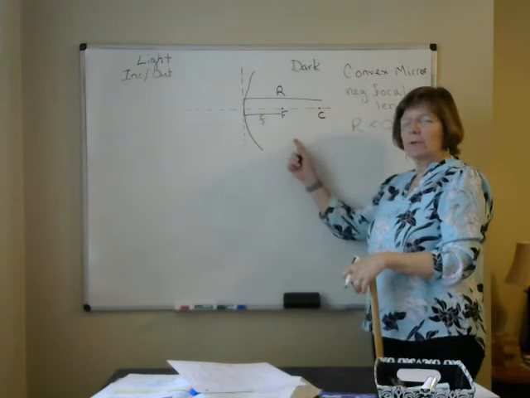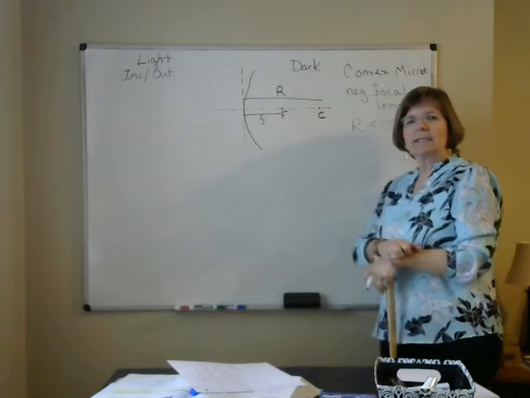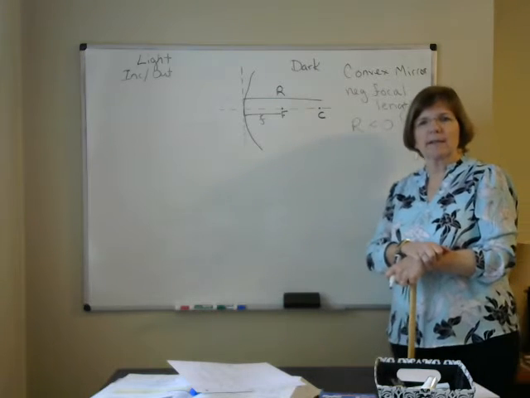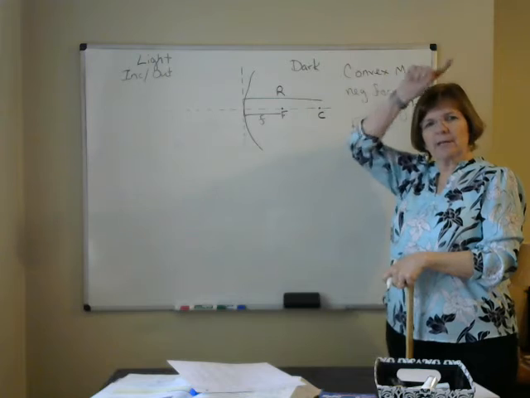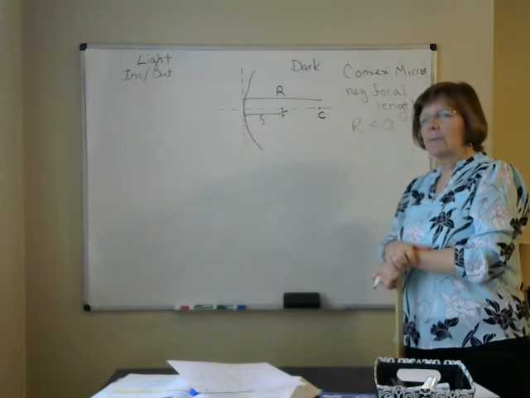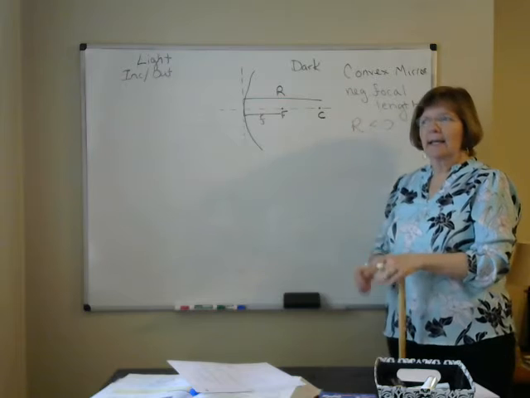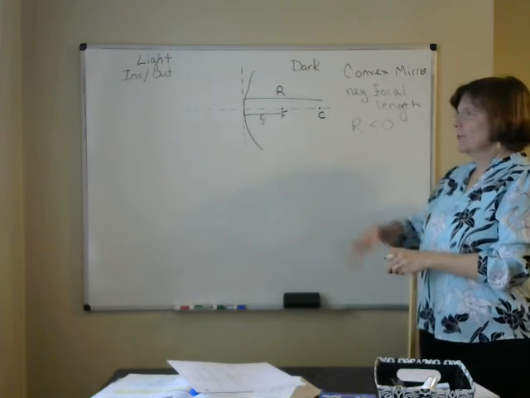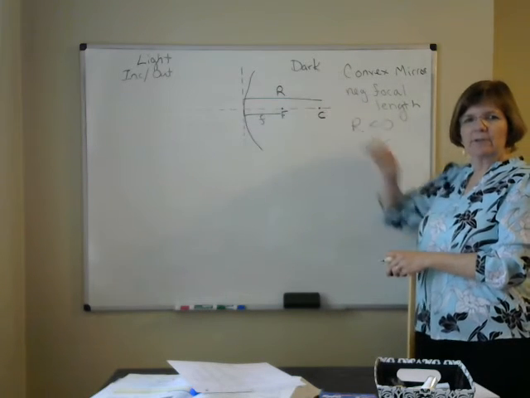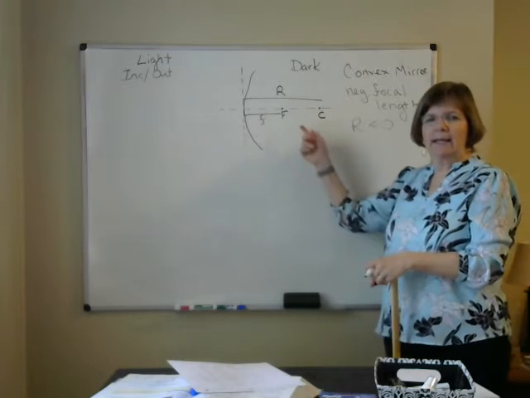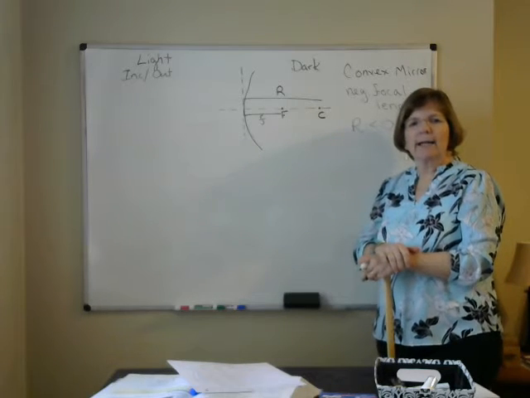Where you see mirrors like this, the typical uses are security mirrors. If you ever go in the 7-Eleven and they have those mirrors up in the corner, those are going to be convex mirrors. And what you're going to see is they form virtual images behind the mirror, just like a plane mirror would do, but they're really, really tiny, and they allow you to get kind of a wide angle view.